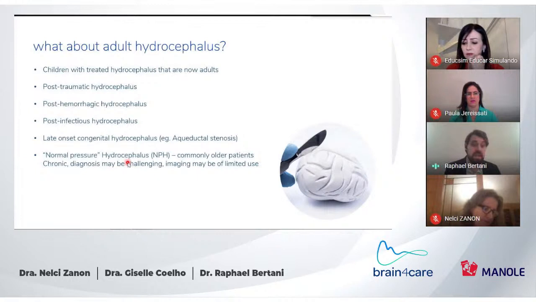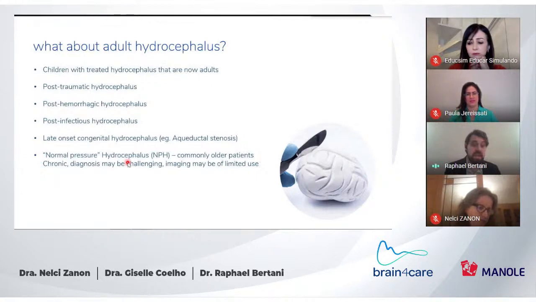It's very much more common in older patients. And it's considered a chronic disease, which diagnosis may be challenging. Symptoms may not always be very specific, very clear. So this may cause some confusion. If you're looking at a patient with Parkinson's, you may think about normal pressure hydrocephalus. Also in NPH, if you have a patient with Alzheimer's or other forms of dementia. So this may be challenging in the clinic.